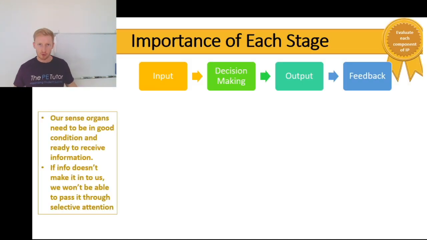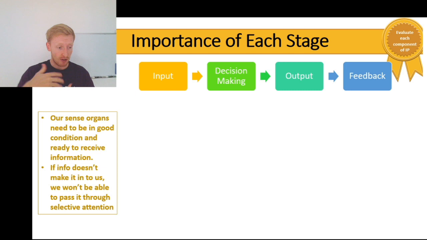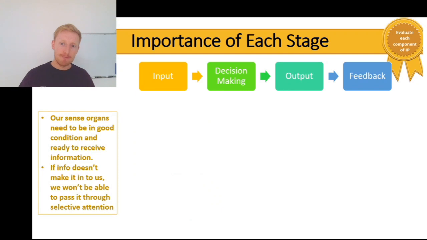So, the importance of each stage. Now that we know what each stage is and how it operates, we now need to know why it's relevant for sport. So, evaluating, what's essential. Well, firstly, in input, we need to have good sense organs, because if information can't make it into our body, then there's no way that we're going to be able to select to attend to it. Then there's no way it's going to make it into our short-term memory. Therefore, it's not going to form part of our decision making.